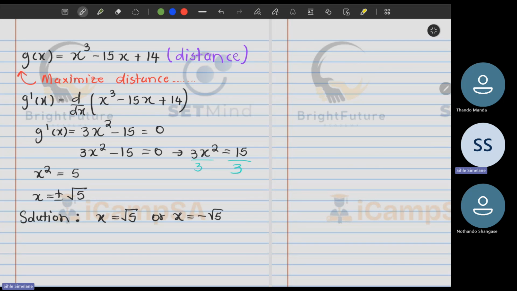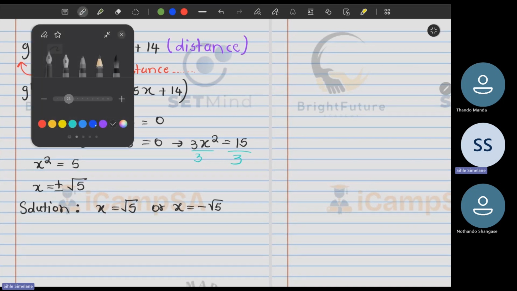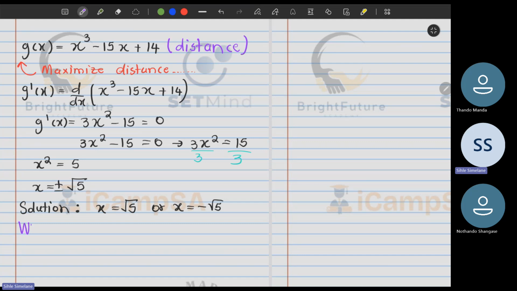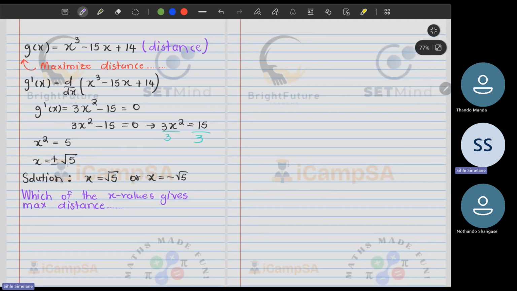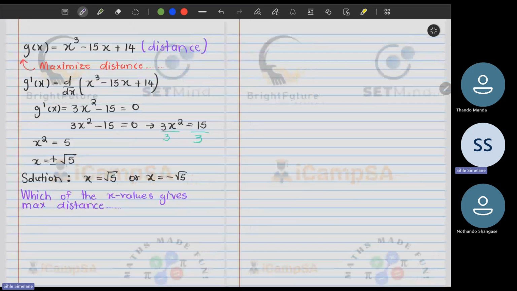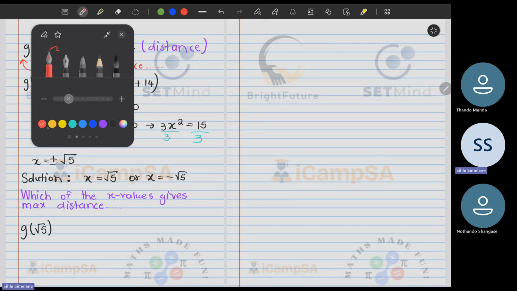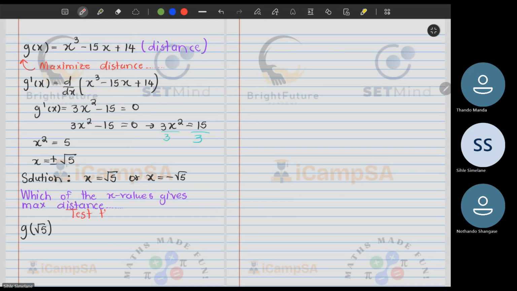Now, if you think carefully, we need to figure out which of these x values gives us the maximum distance, the biggest distance between the two functions. So what we are going to do for that is go back to our original function g. We are going to say g of square root of 5. Okay, so we need to test our answers, test the x values.